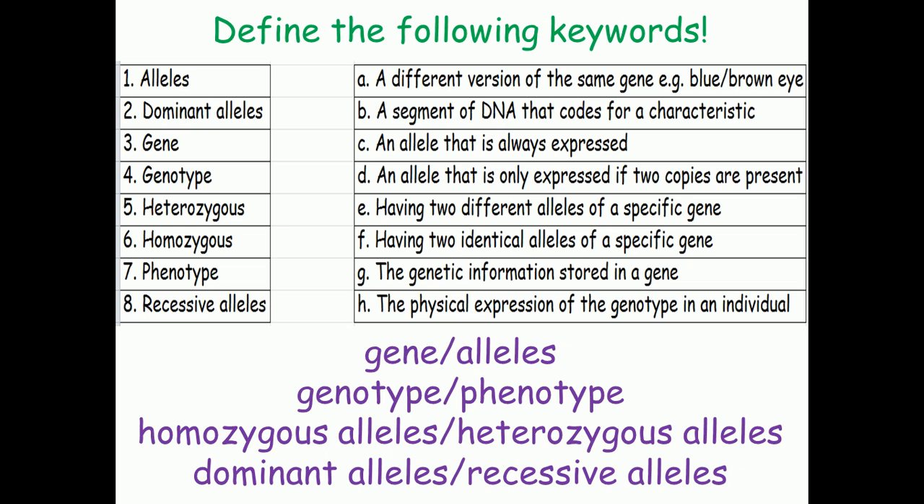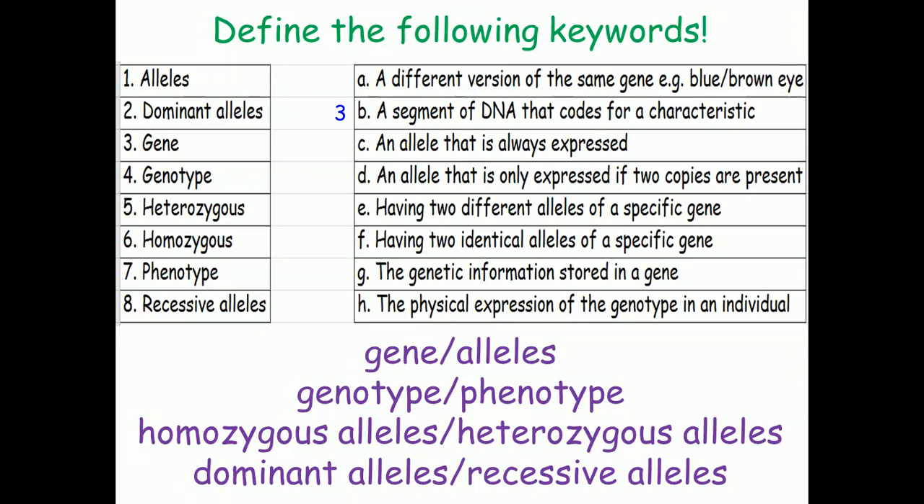In this part of genetics, we have to understand all of these key words, but more importantly the difference. So we need to know what a gene and an allele are, and the difference between them. We need to know the definition of genotype and phenotype, but also understand the difference. And then the same thing between homozygous and heterozygous alleles, and dominant and recessive alleles.